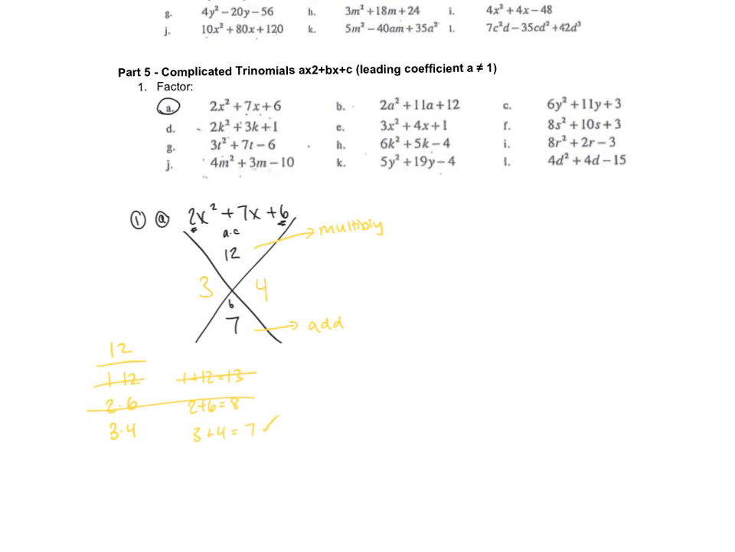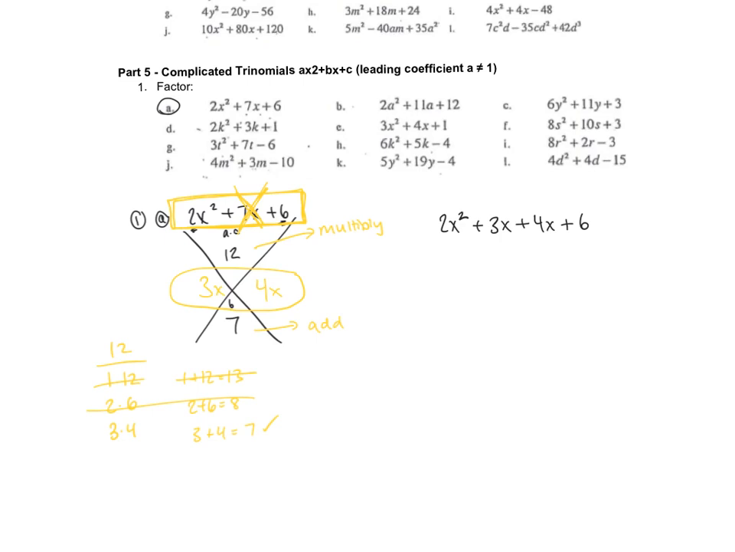And now what I need to do is rewrite this equation, and I'm going to take out the middle term and replace it with 3x plus 4x, because 3x plus 4x is 7x. So let's rewrite it. So we're writing 2x squared, replace the middle term with 3x plus 4x. Don't forget to write the last term. Now we have 4 terms.